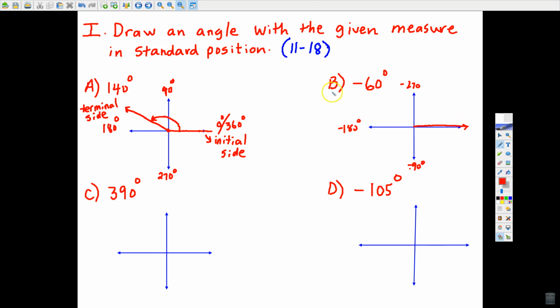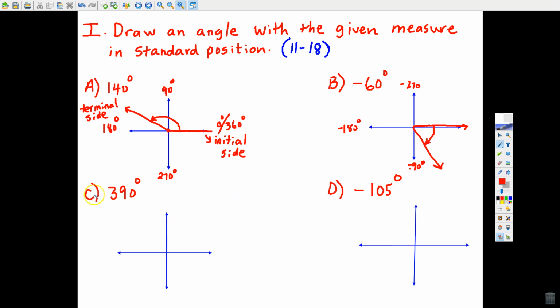Okay, so for letter B, I'm supposed to draw negative 60 degrees. Well, that's about 2/3 of the way down to negative 90, and I'm just going to say it's right there. And I don't want to forget a little arrow. That's very important because that tells me that you understand the direction of a negative angle. And that would be it. I've got the initial side, the terminal side. I've guesstimated where I think negative 60 degrees is. And so that's really all there is to it.